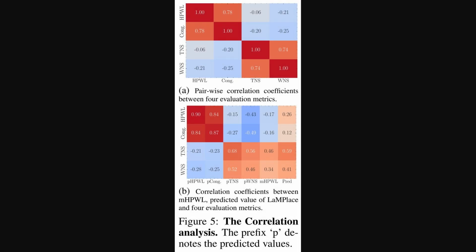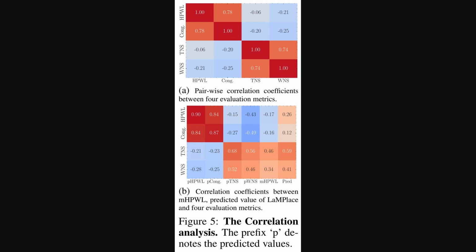Okay, so to dig a bit deeper into why LaMPlace is effective, this figure shows a correlation analysis. Part A just illustrates how the various chip metrics, like half-perimeter wire length, and the timing measures, total negative slack and worst negative slack, interrelate. The key part, B, compares how well LaMPlace's predictions connect with these final outcomes. A correlation coefficient, simply put, measures this connection strength.